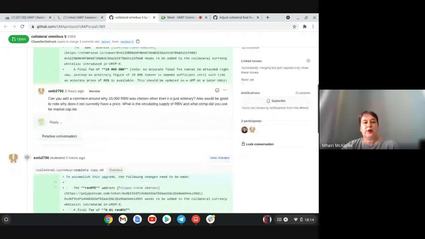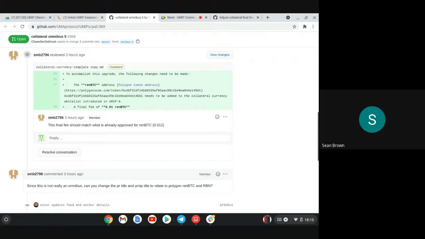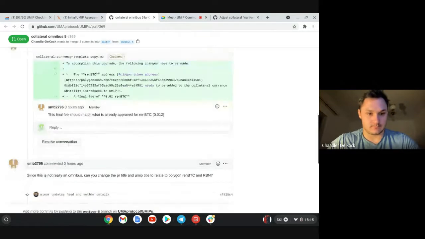The other issue that someone raised was the final fee for REN BTC. It might be after the last day that 0.01 is actually more appropriate, but it would be good to match the REN BTC on ETH with the REN BTC on Polygon. Yep. Cool. I think I already updated that one, but I haven't commented yet. Cool.